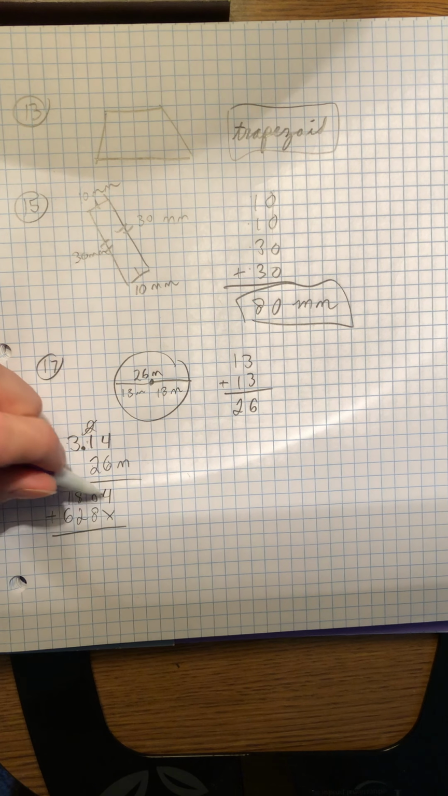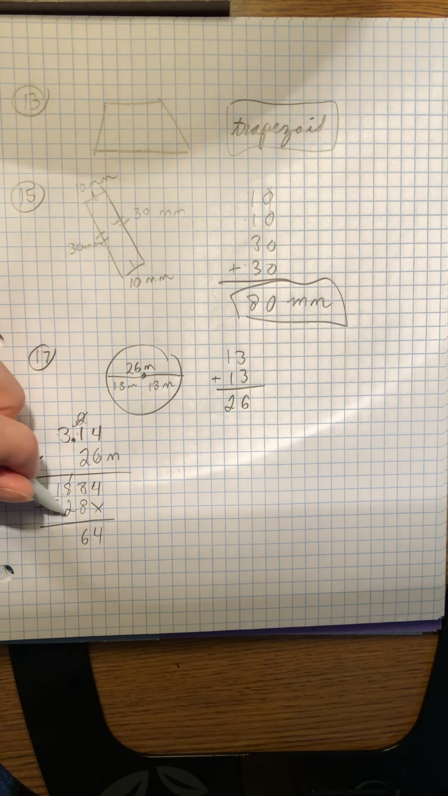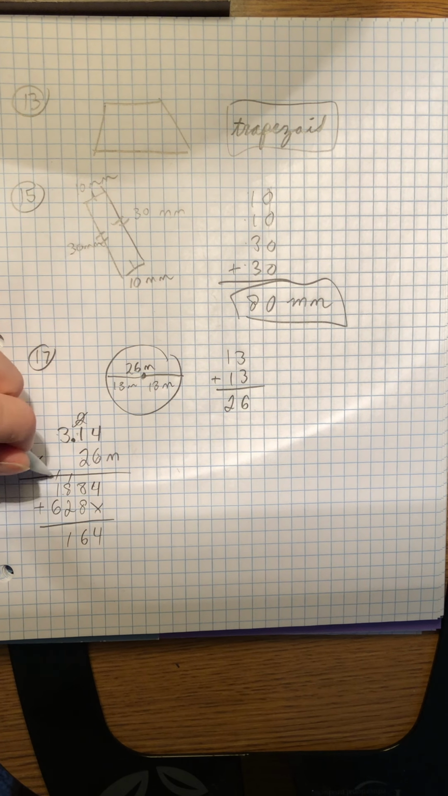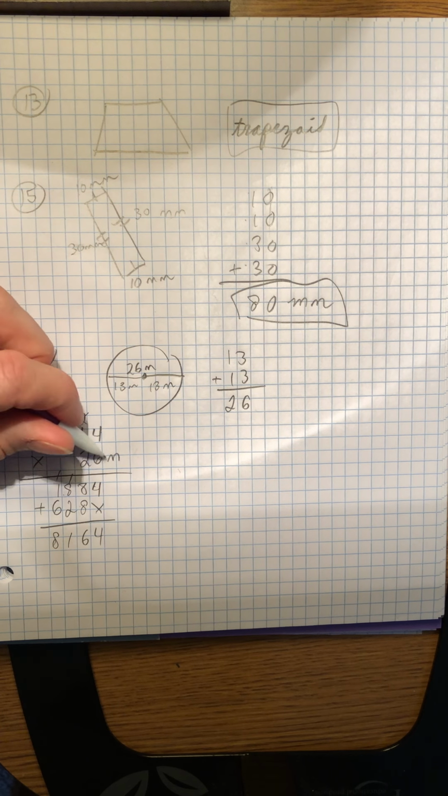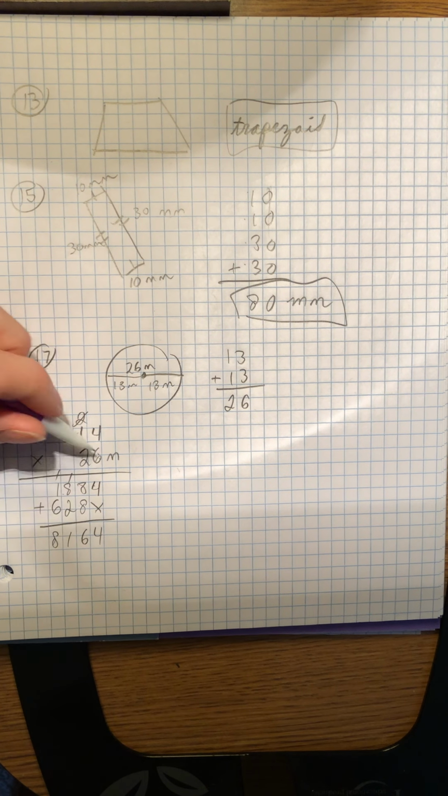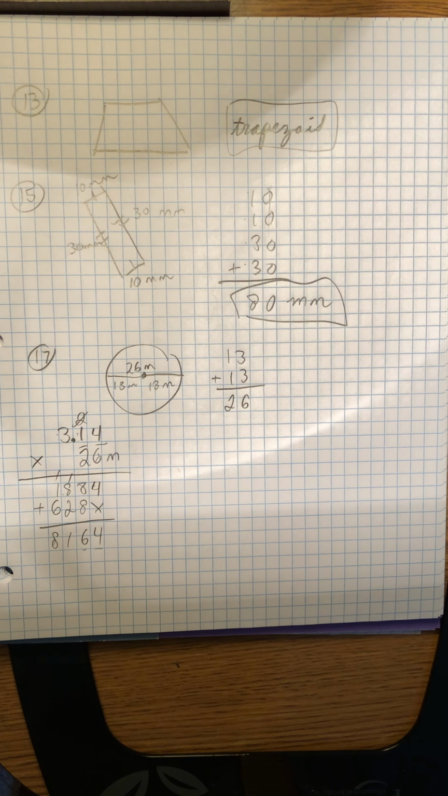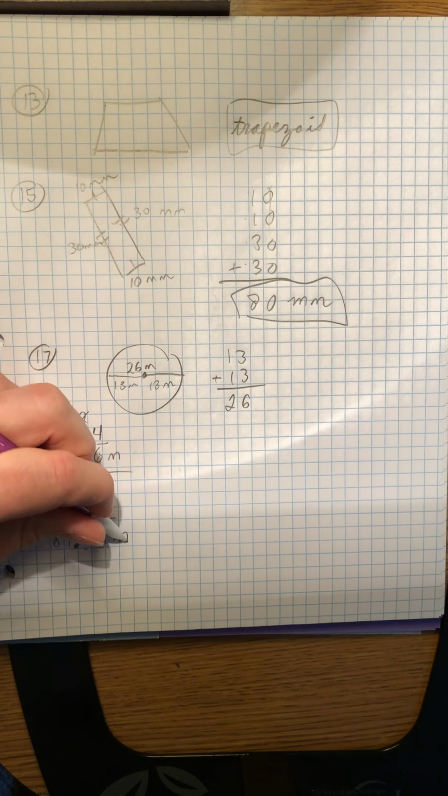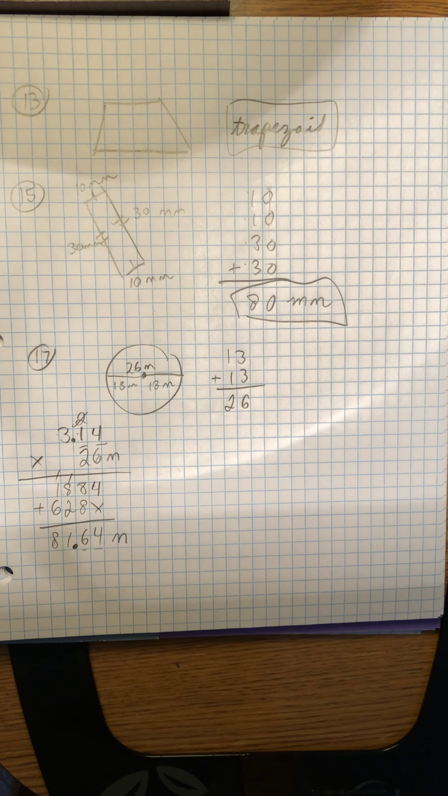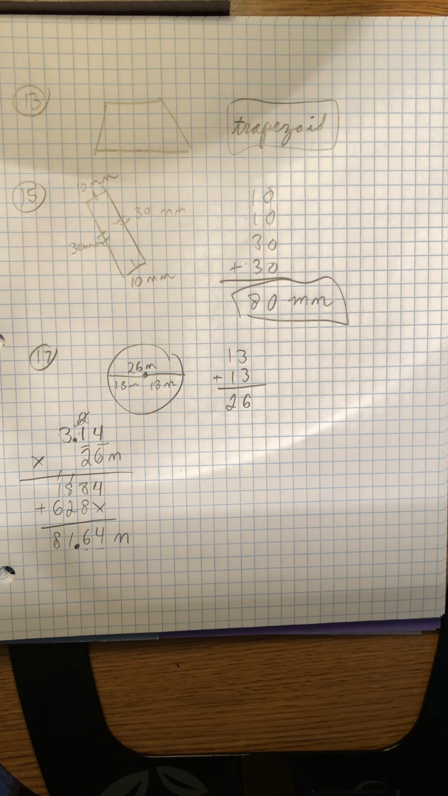2 times 1 is 2, and 2 times 3 is 6. Add them together. 4 plus nothing is 4. 8 plus 8 is 16. 1 plus 8 is 9, plus 2 is 11. Carry the 1. 1 plus 1 is 2, plus 6 is 8. And then in your factors, where does the decimal go? We have 2 places to the right of the decimal, so put 2 places to the right of the decimal. Go ahead and put your decimal right there. So the answer is 81 and 64 hundredths of a meter is the circumference around this circle for number 17.